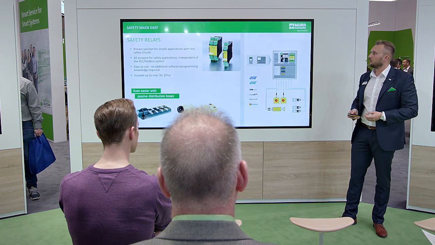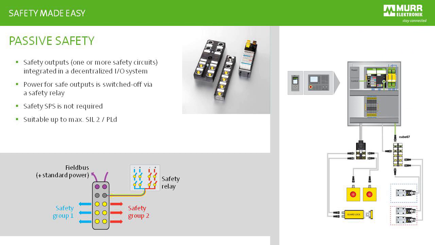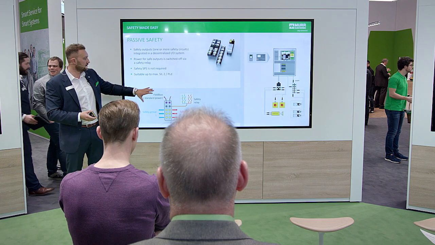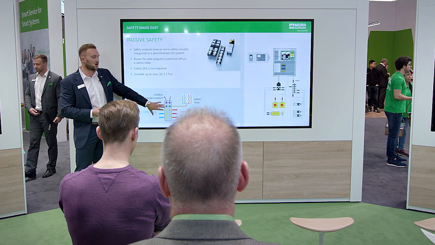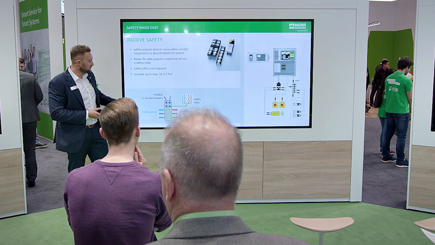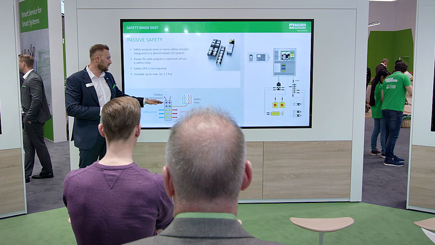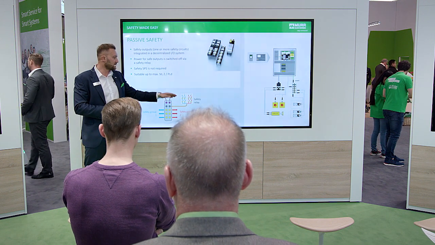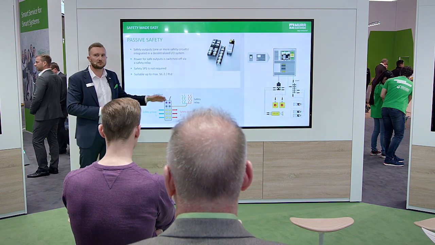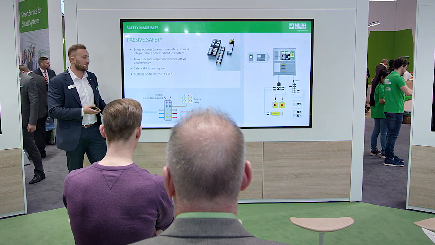Another step could be a passive safety solution, which allows you to integrate safety outputs in your decentralized I/O system. The idea is, if you have an I/O module like the Cube K3 module, for example, you have a standard power for the electronics of the module, you have the communication, and separately comes the power over a safety relay to switch off the group or groups of safety outputs in a safe manner.